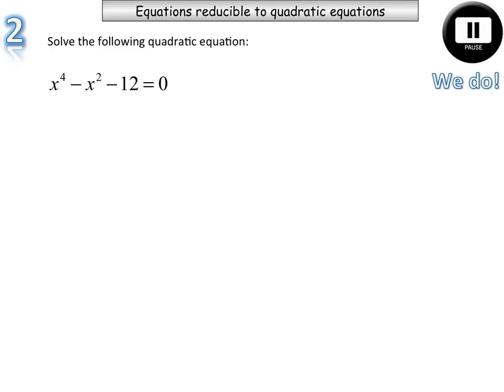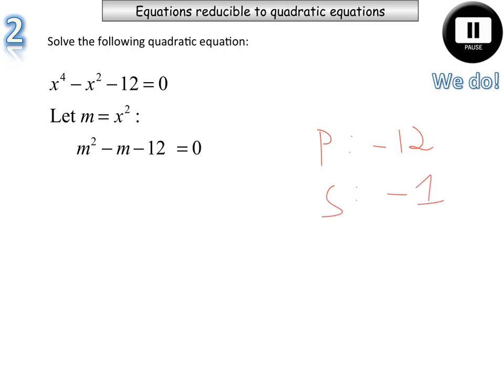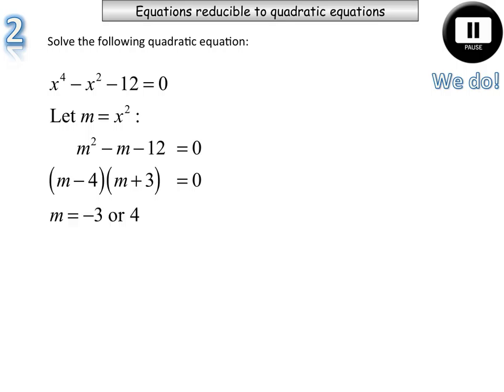Okay, so as I said earlier, you can use any type of letter to substitute. I'm going to use m again just for convenience. So m is equal to x squared. So then we've got m squared, take away m, take away 12 is equal to 0. So then we have a product of negative 12 and a sum of negative 1. So I'm looking at 3 and 4. For it to have a sum of negative 1, it would be negative 4 and positive 3. So now we end up solving this for m. We have negative 3 and positive 4.